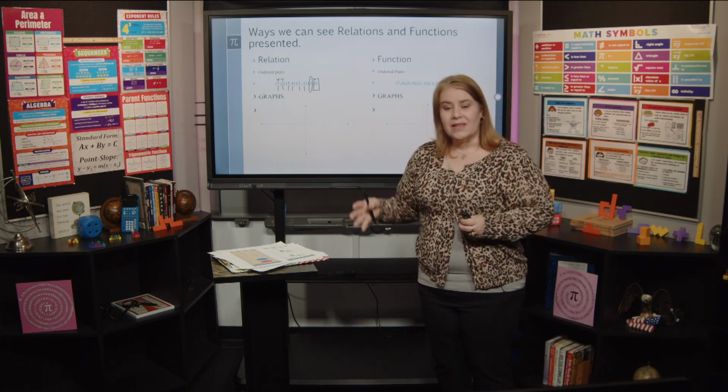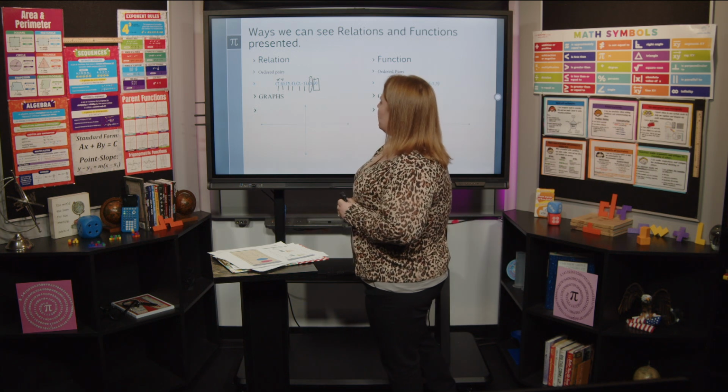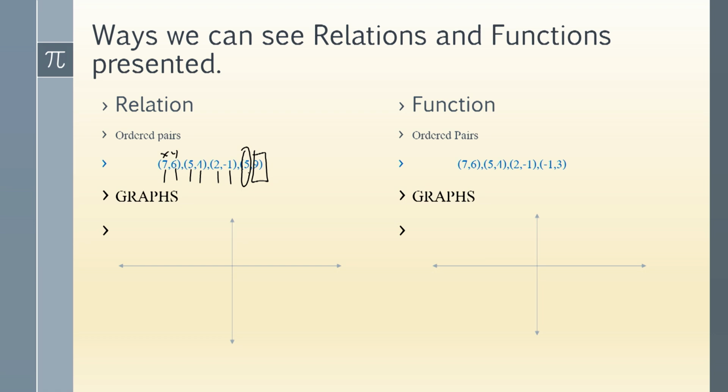All functions are relations, but not all relations are functions. So if I graphed these ordered pairs, Ms. Killen, what would that look like? Let me show you. 7, 6. We go over 7 and go up 6. 2, 4. 5, 4. 2, -1. I have 5, 9. We go over 5 and up to 9.